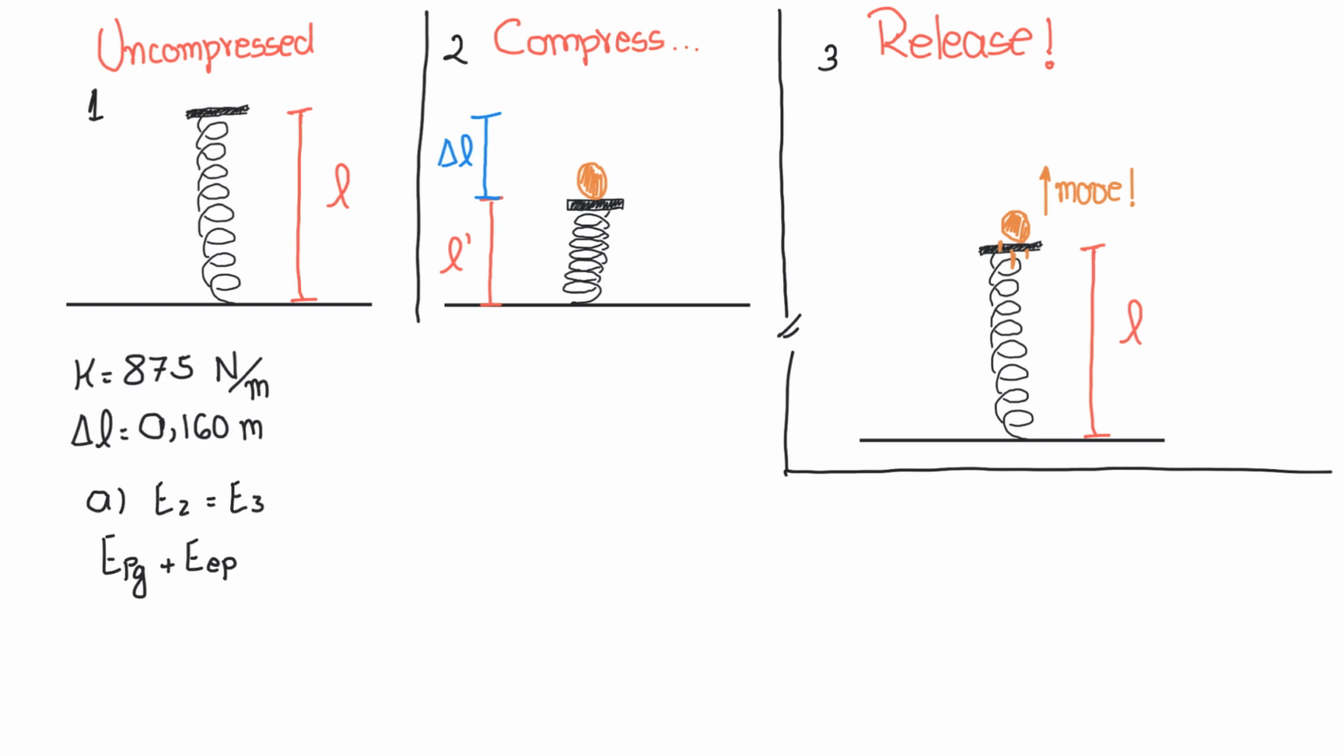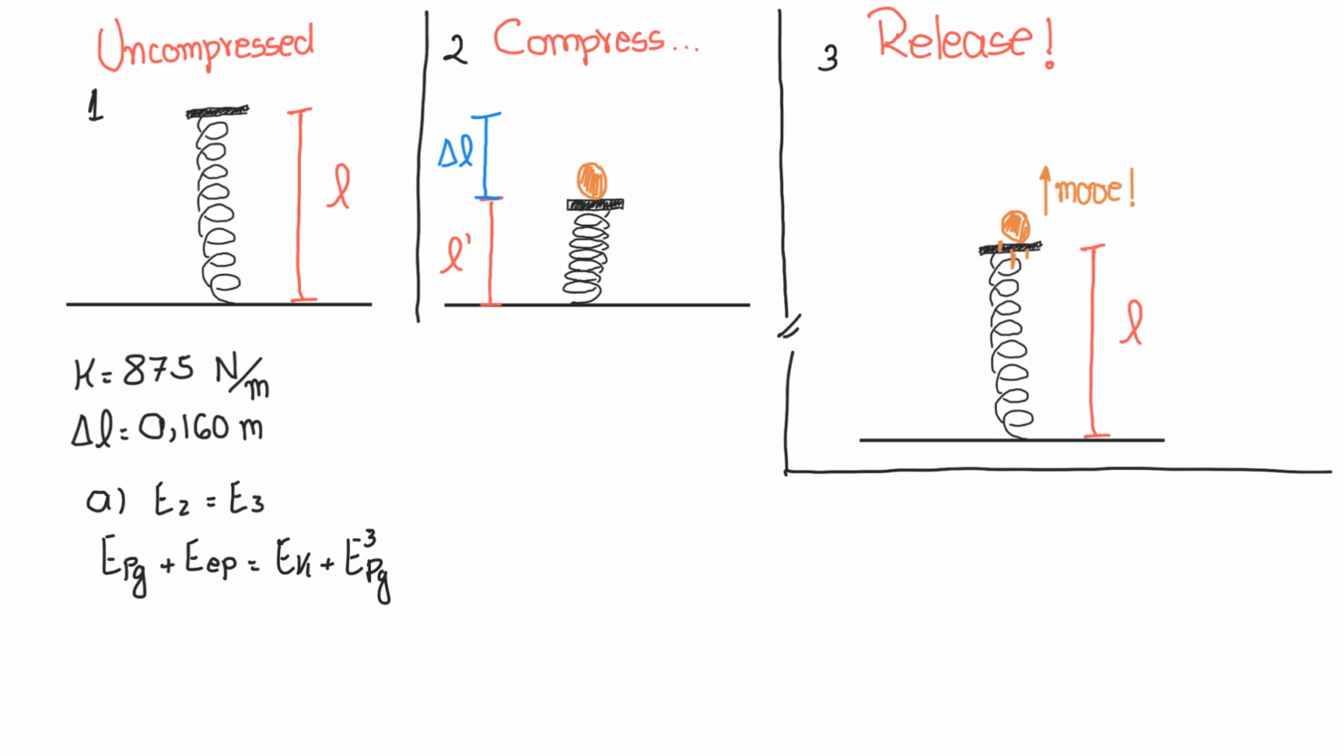For situation 3, we only have two kinds of energy. The spring now is uncompressed, so there is no energy stored in the spring. Therefore, there is no elastic potential energy. On the other hand, the ball is moving, so it has a kinetic energy, and at the same time, it still has a potential gravitational energy. And this is the potential gravitational energy of situation 3. Let me write it like this.